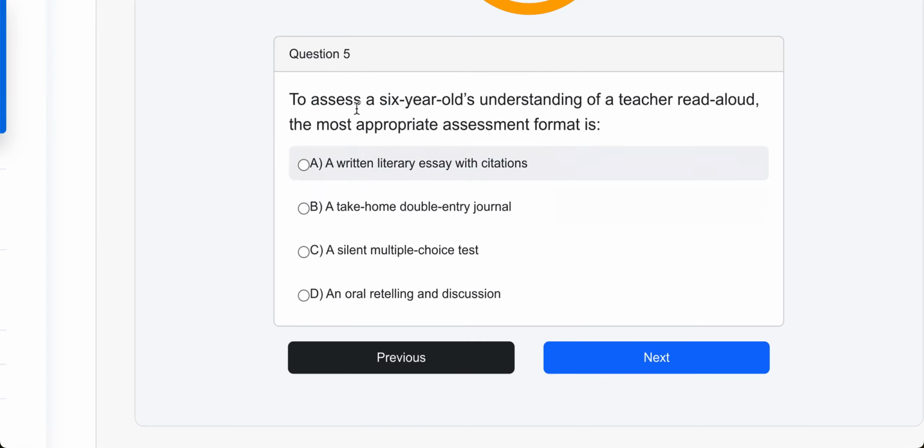Moving on to question number 5. This reads, to assess a 6-year-old's understanding of a teacher read-aloud, the most appropriate assessment format is... All right, so here we have, what is the most appropriate assessment? For young learners, our students in the classroom, we want to assess their literary understanding orally. We can use retellings or discussions in order to reveal what they recall, their comprehension. So that's why I like option D right there. Let's move on to question number 6.